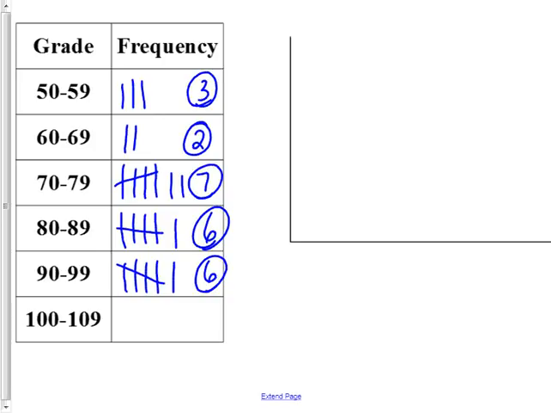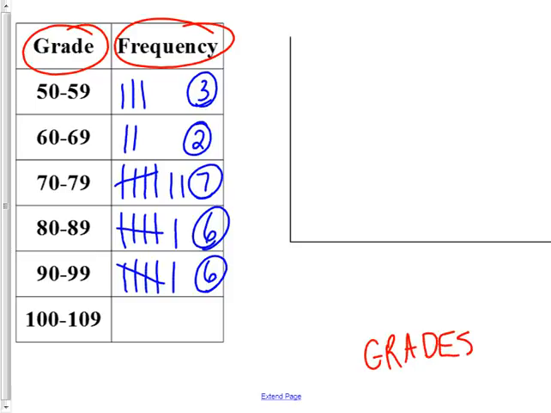And just like when we did function tables, grades are going to be along my x-axis, frequency is going to be along my y-axis. So I'm going to put grades here at the bottom for my x-axis and frequency for my y-axis.